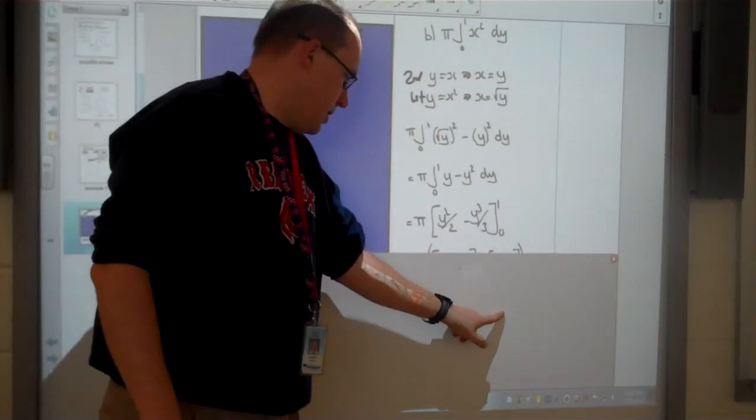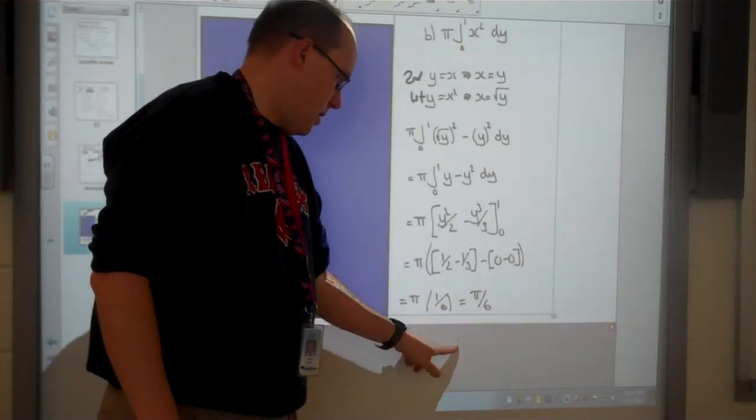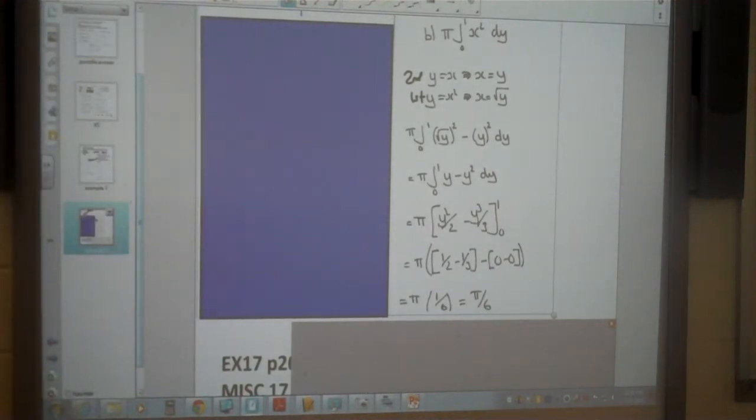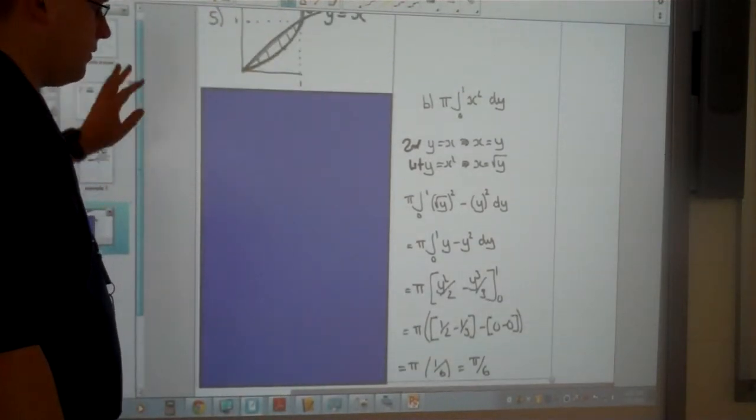Integrate, plug in the limits, and then solve. So pi over 6. Most of these steps you're actually familiar with. The main thing for today is making sure that you choose y limits instead of x limits, but also making sure that you solve for x so you can substitute into the formula.